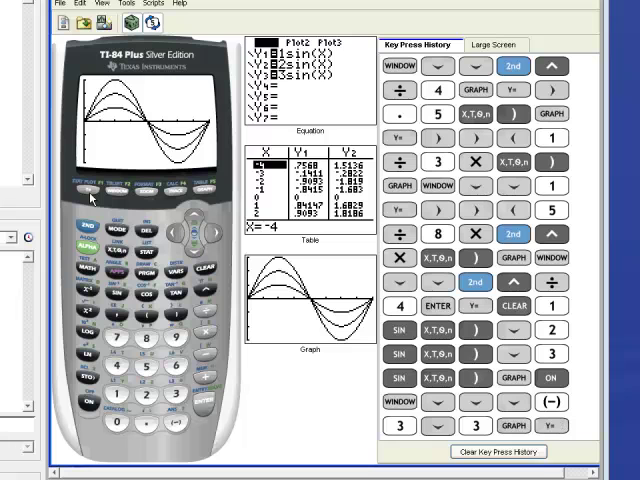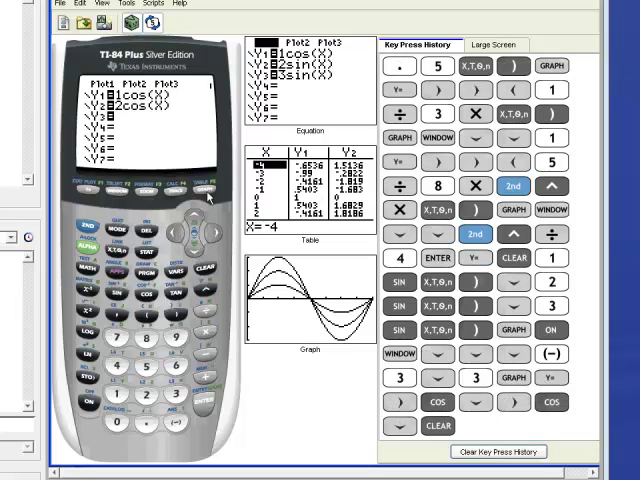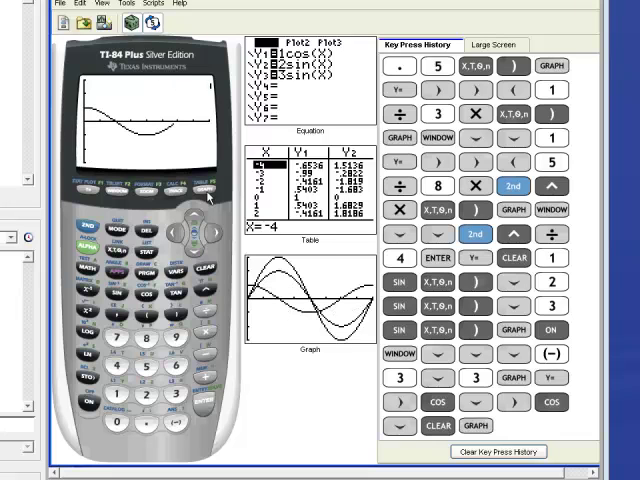And then really the same for cosine, 1 cosine x, 2 cosine x. So there's the cosine with an amplitude of 1. And there's the cosine with an amplitude of 2. And that was actually it for this problem.